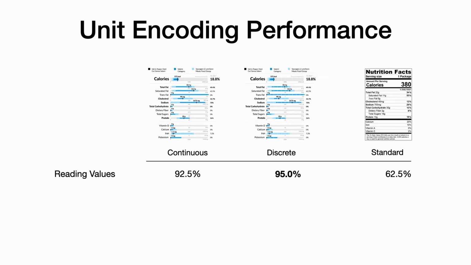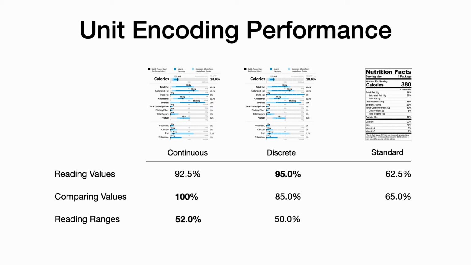The results showed that when it comes to reading values, the visual labels perform significantly better than the standard label. However, the difference between the two encoding types was marginal. But when comparing values, the continuous encoding performed significantly better than the discrete encoding, and both outperformed the standard label. When reading ranges again, the difference between the two encoding types was marginal. This was also the case when comparing ranges.